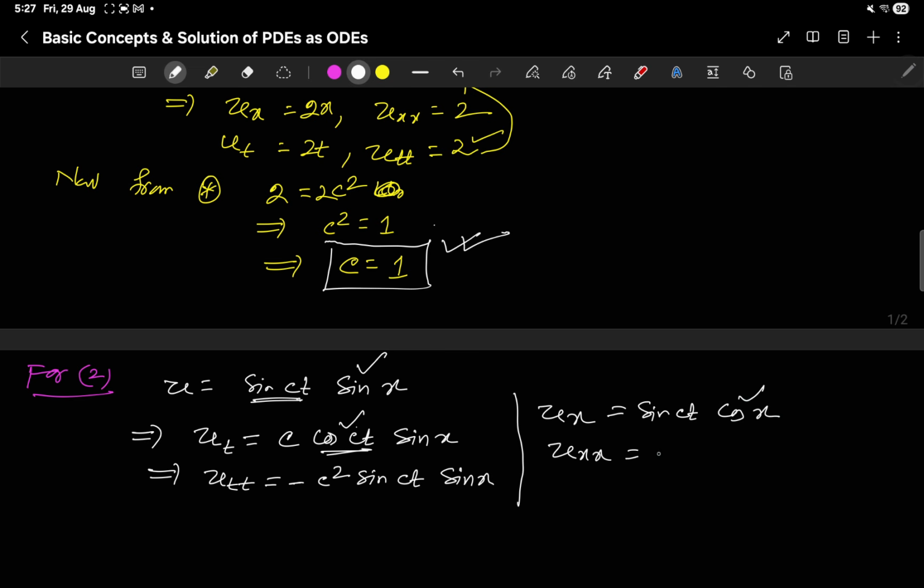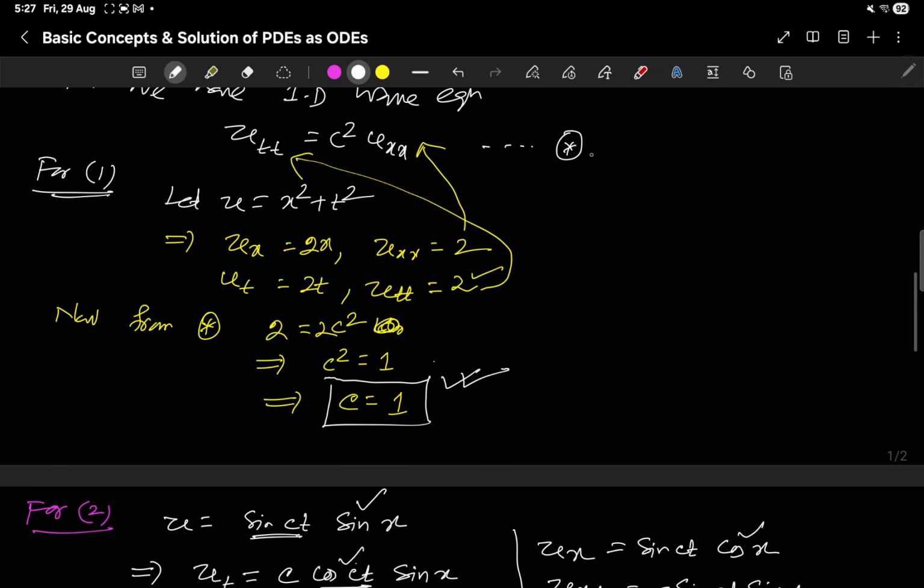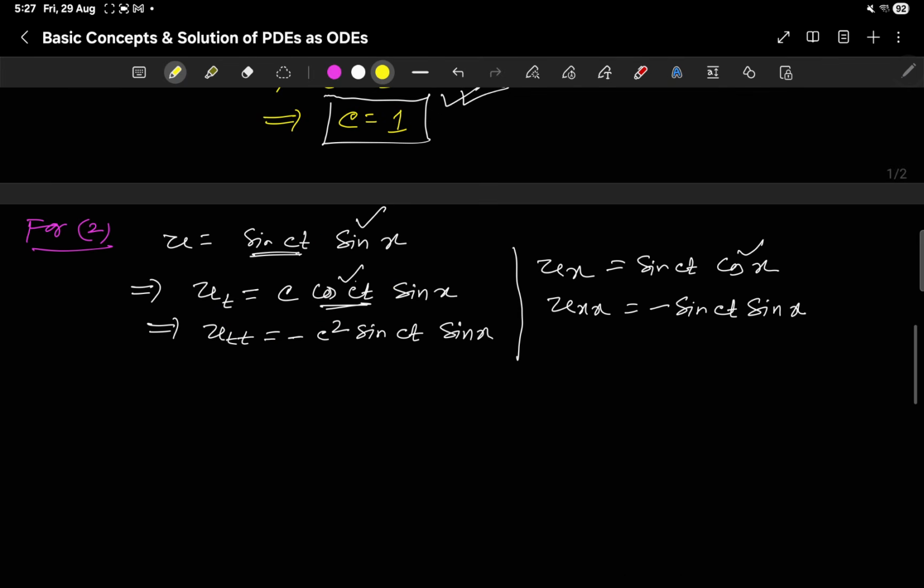Derivative of cos x is minus sin x, so minus sin ct sin x. So now we'll substitute in my star. Now star follows. Utt is my star. Star means what? Utt is c square uxx. Right. So what follows?